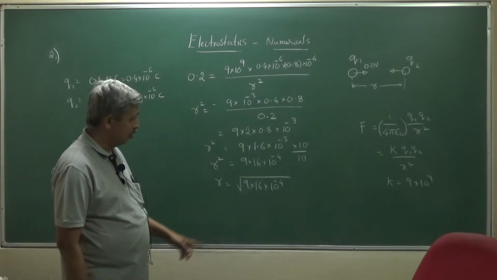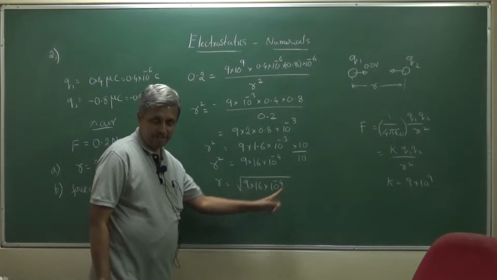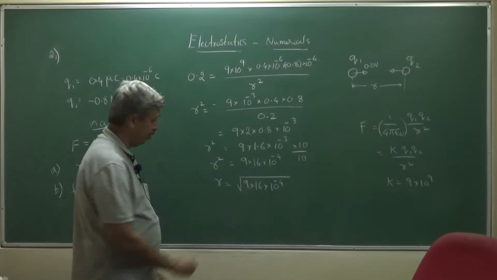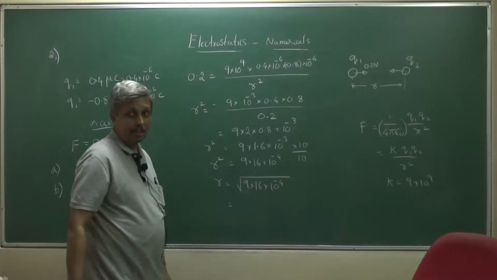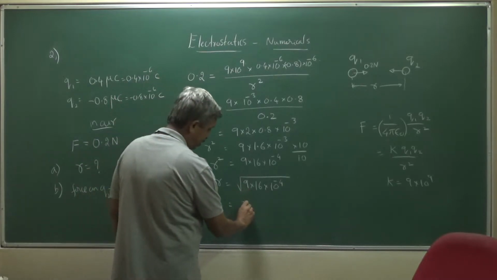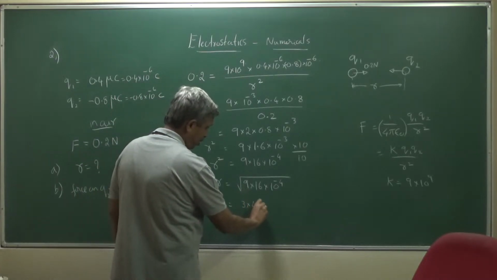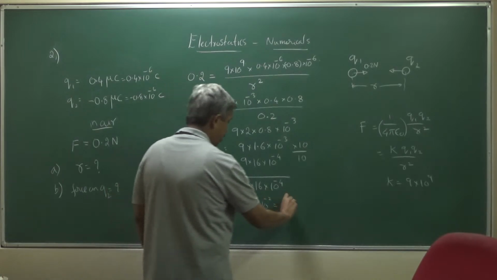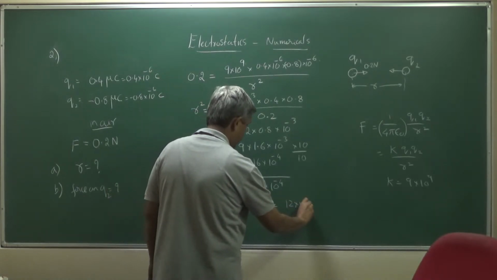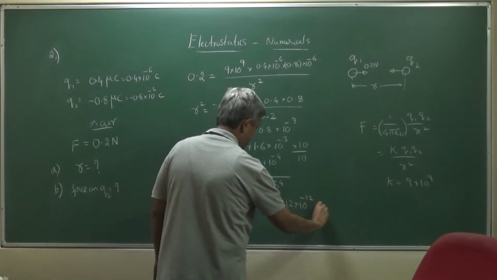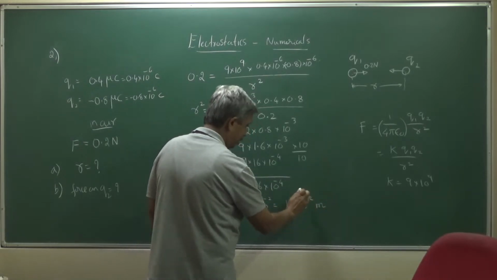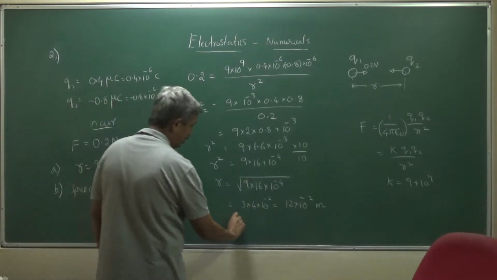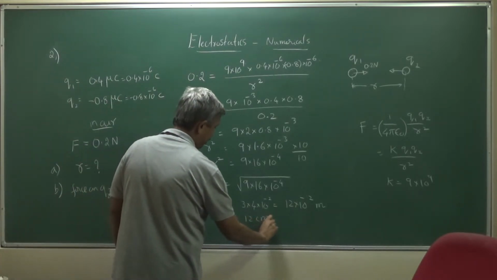So now if I take the square root of this, you can take the square root of each factor separately, because they are multiplied, not added. Square root of 9 is 3, square root of 16 is 4, and square root of 10 power minus 4 is 10 power minus 2. So 12 into 10 power minus 2 meter, or we can call it 12 centimeters.